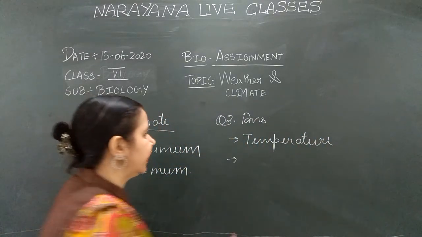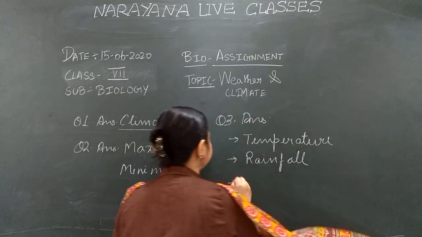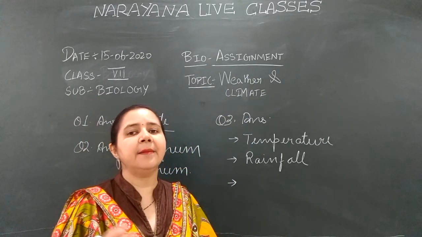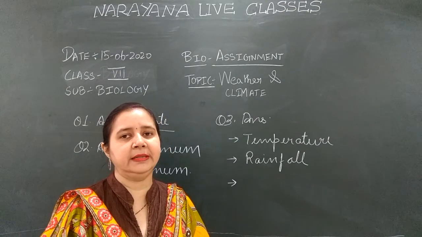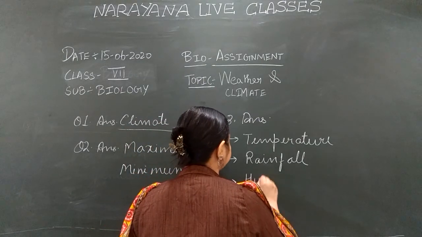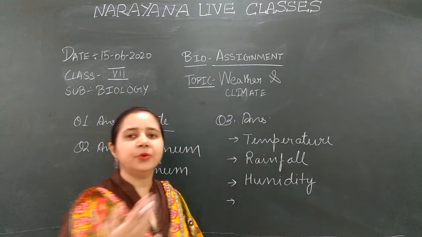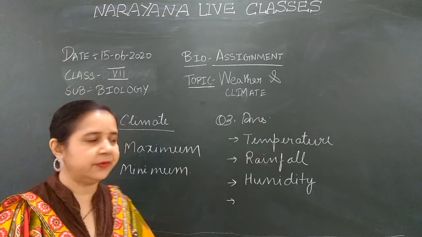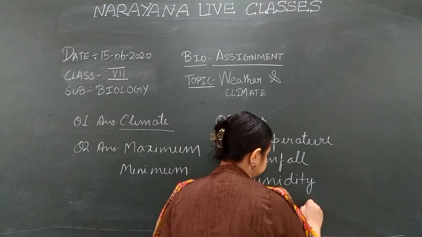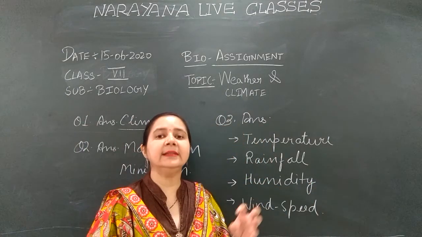The second element is rainfall. The third element is humidity. How humid? What is that? Now, what is humidity? The amount of moisture or water vapor in the atmosphere. So, the third element of the weather is humidity. How humid is the atmosphere? How much water vapor is present in the atmosphere? And the last but not the least is the wind speed. At what speed is the wind? So these four things are basically the elements.